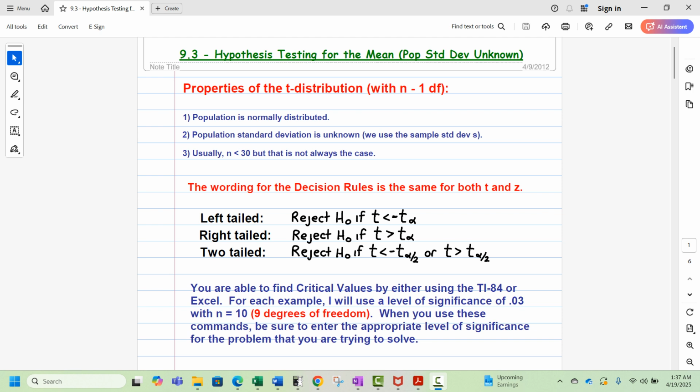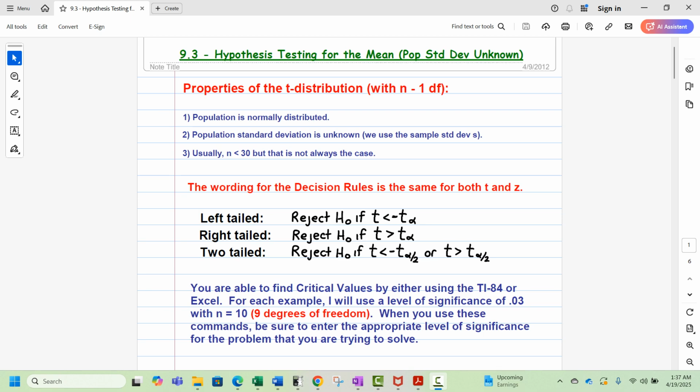Hello, this video is on hypothesis testing for the mean, population standard deviation unknown, meaning we only have the sample standard deviation. This is going to be a lot like the way the t-distribution worked for confidence intervals. We'll just be applying it to hypothesis tests.